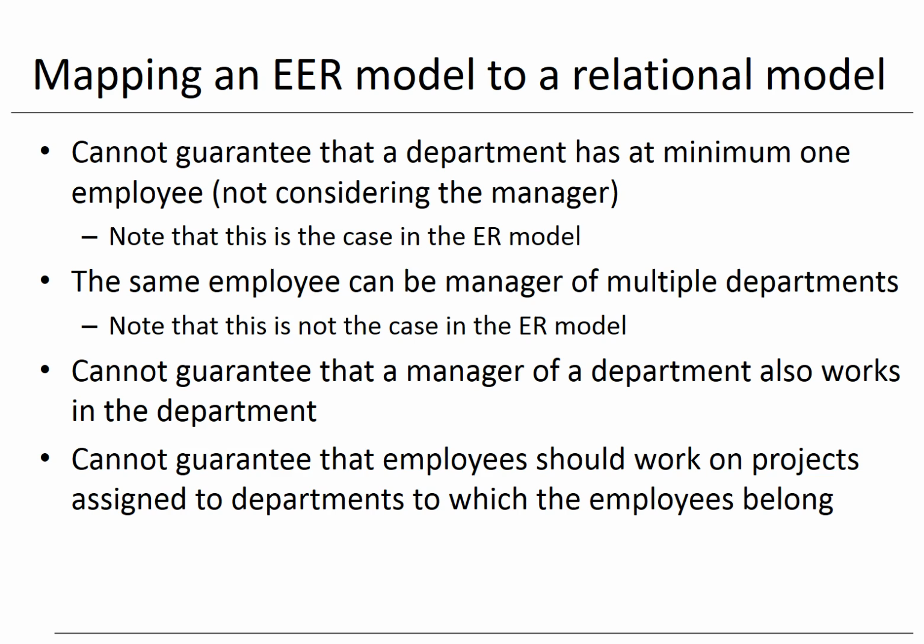As we already mentioned, a relational model is not a perfect mapping of our ER model. Some of the cardinalities have not been perfectly translated. More specifically, we cannot guarantee that a department has at minimum one employee, not considering the manager. Another example is that the same employee can be manager of multiple departments.